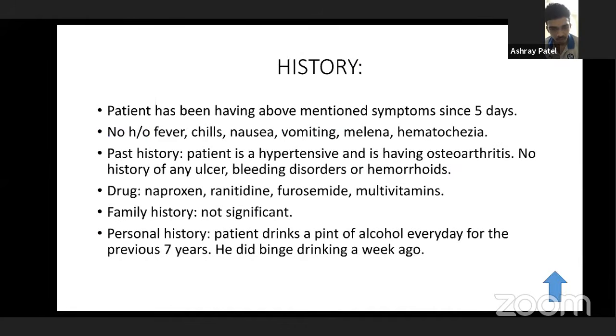This is the history. Patient has been having the above mentioned symptoms for 5 days. There is no history of fever, chills, nausea, vomiting, melena, or hematochezia. Past history: patient is hypertensive and has osteoarthritis, and he has been treated for the same. There is no history of any ulcer, bleeding disorders, or hemorrhoids. The mentioned drugs are being used. Family history, nothing significant. Personal history: there is history of alcohol consumption. So this is your history. What do you make out from this history?